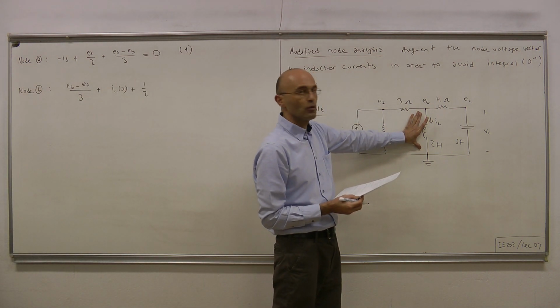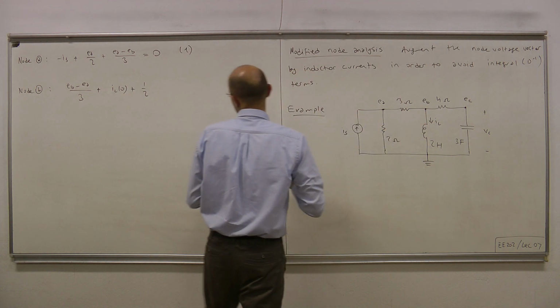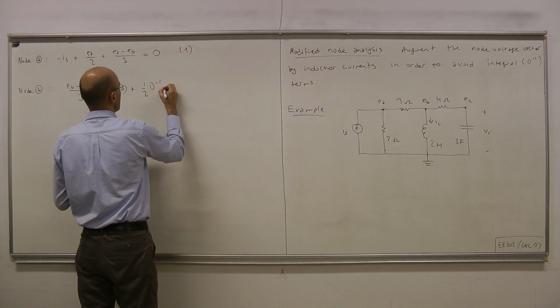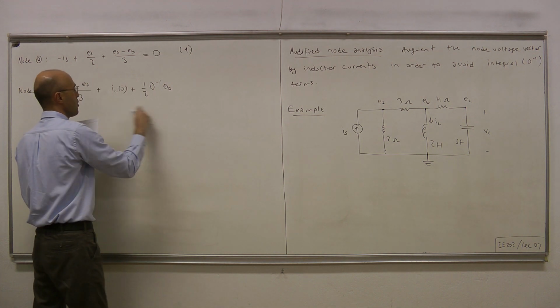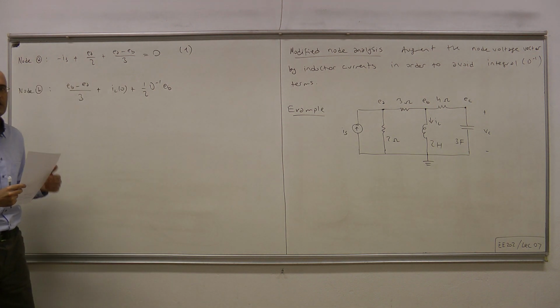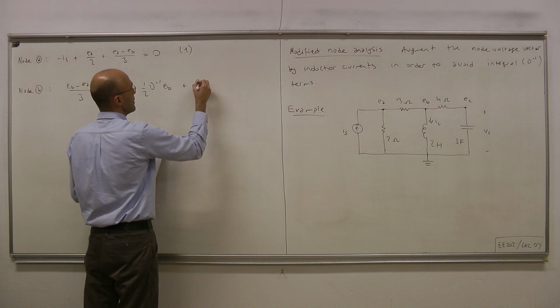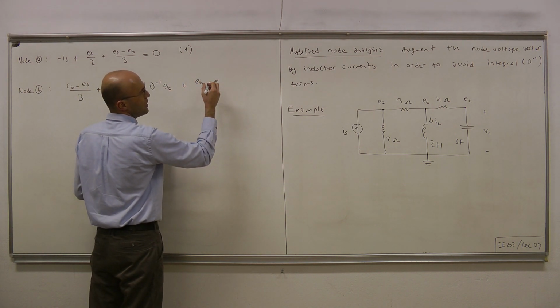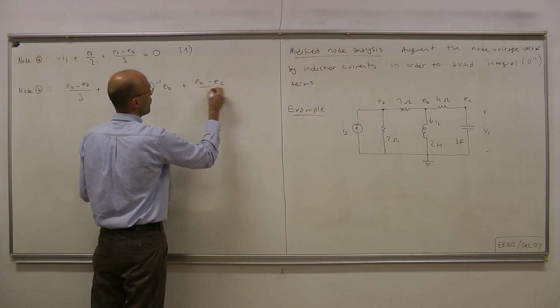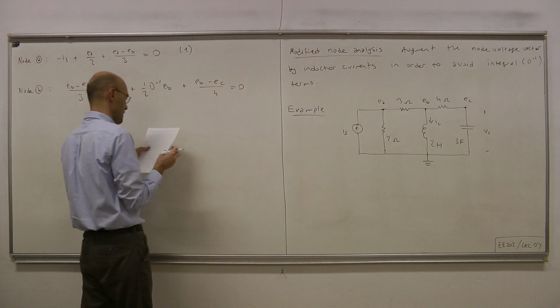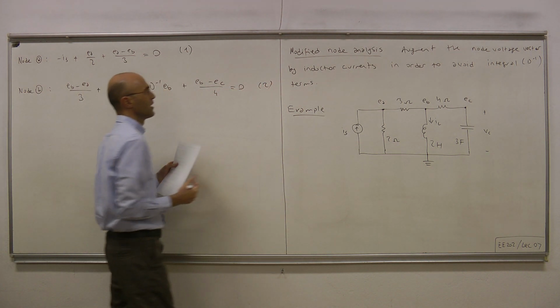Inductor voltage, and inductor voltage is no other than EB. So here we write the inverse EB. This whole thing together is the inductor current. And finally we have EB minus EC over 4, and that equals 0. Let's call this equation 2.